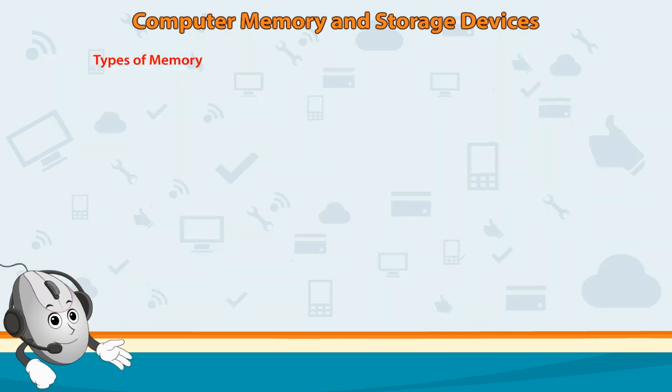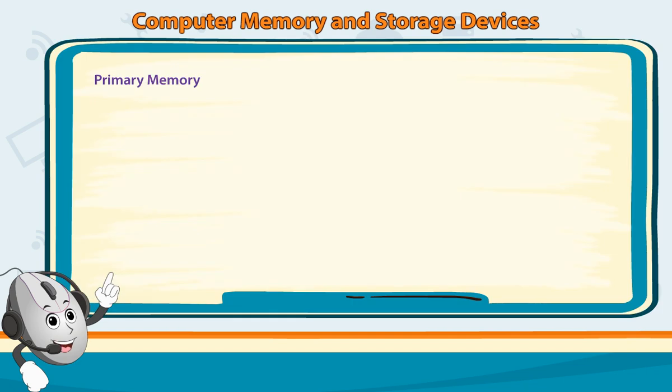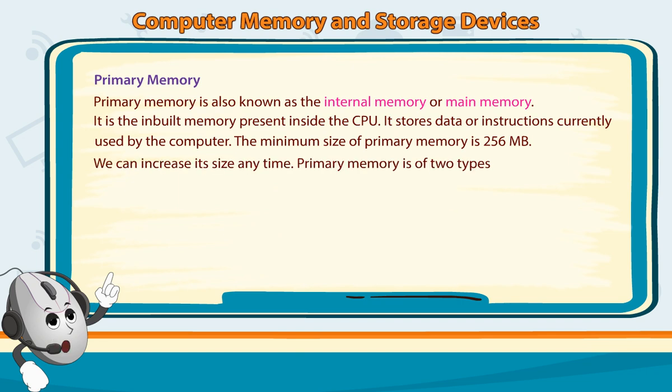Types of memory. Computer memory is of two types: primary memory and secondary memory. Primary memory is also known as the internal memory or main memory. It is the inbuilt memory present inside the CPU. It stores data or instructions currently used by the computer. The minimum size of primary memory is 256 MB. We can increase its size anytime.